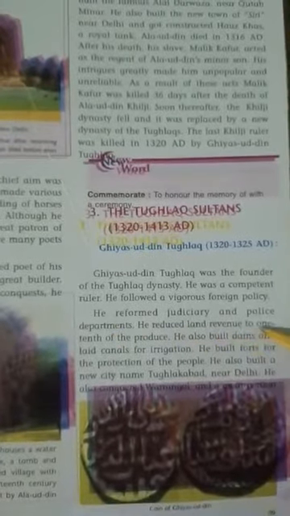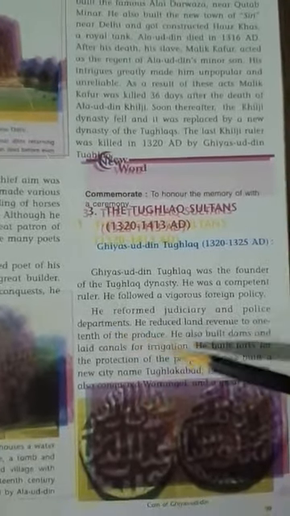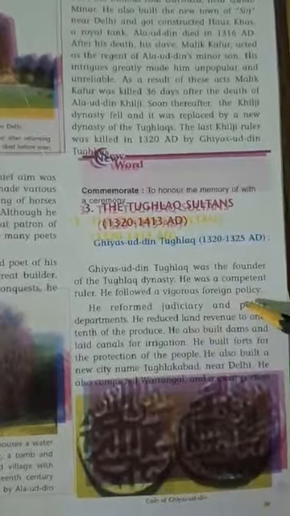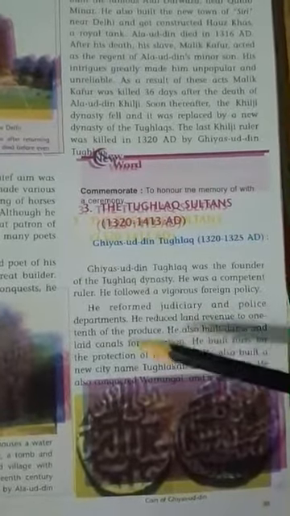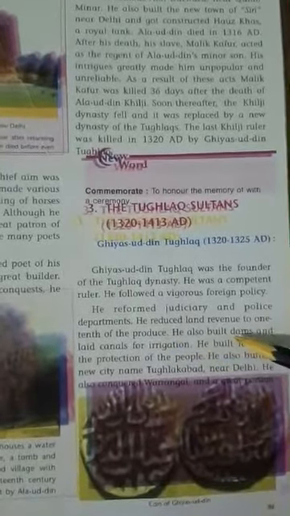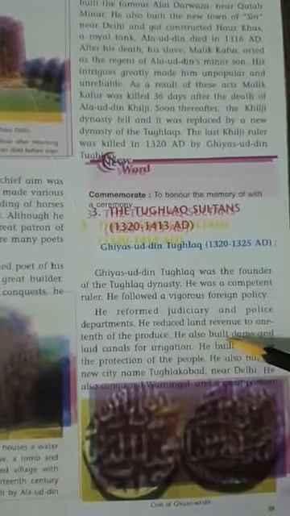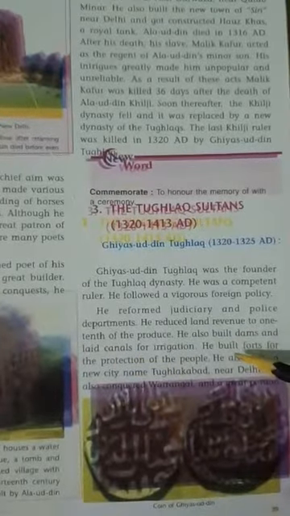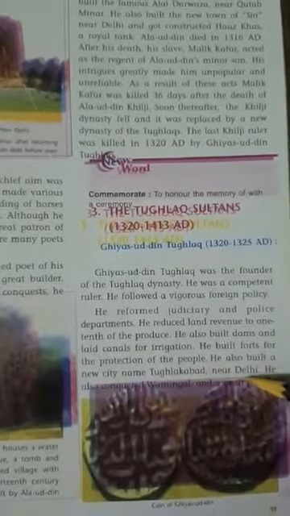He reduced land revenue to one tenth of the produce, whatever was the production. He reduced the land tax to one tenth of the produce. He also built dams and laid canals for irrigation. For irrigation purposes, he built dams and canals. He built forts for the protection of the people. He also built a new city named Tughlaqabad near Delhi.